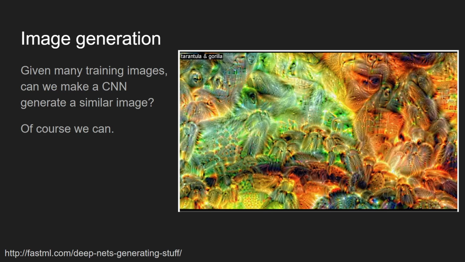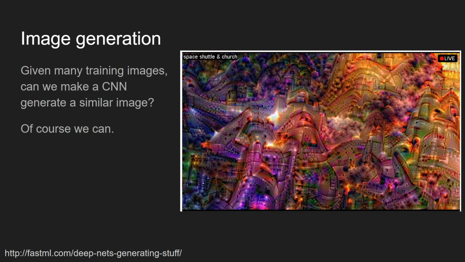This one's uncomfortable. This was a neural network that was made to do what we were talking about, but instead try to combine two things. So this one was a tarantula and a gorilla. Not a pleasant combination. And I like tarantulas too. I used to have several pet tarantulas. I still don't like any part of this. There's a space shuttle in a church. It's pretty techno. Yeah, fun stuff.